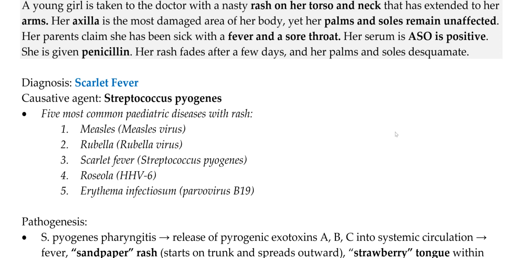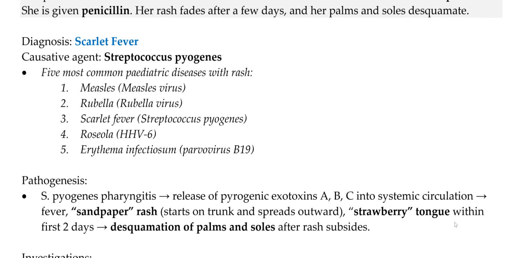Now, what is the pathogenesis? How does Streptococcus pyogenes cause this scarlet fever? What are the other features? How should we investigate it, and what is the treatment? So pathogenesis: usually we know that Streptococcus pyogenes is the most common cause of sore throat or acute bacterial pharyngitis.